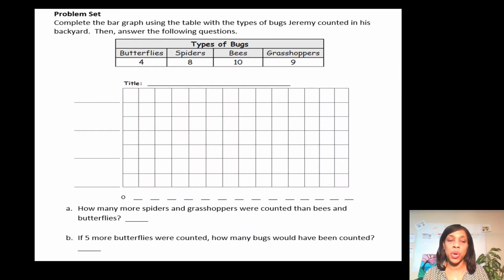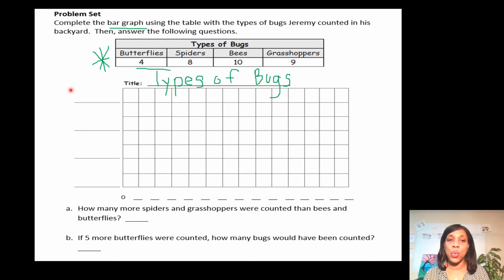Today, we're going to work through the problem set together. We're going to complete a bar graph using the table with the types of bugs Jeremy counted in his backyard. Then answer the questions. So this is the table that we're going to use here. First thing we need is our title. Types of bugs. So our title is here. We're going to write it on the line.